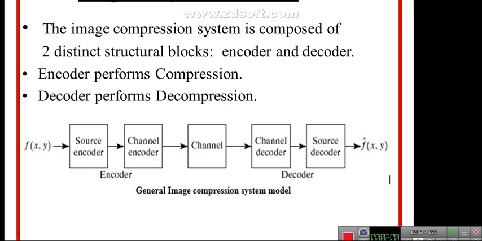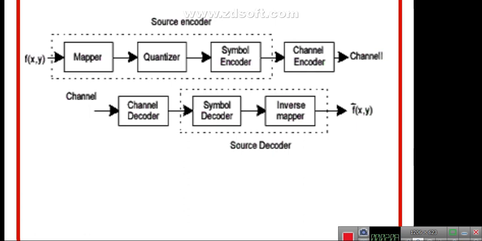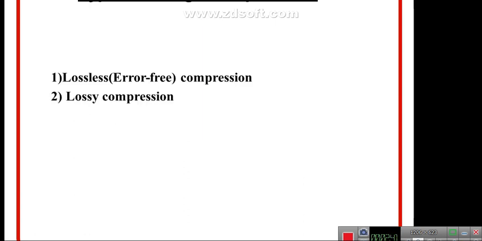From this, f cap of x comma y is the decoded image, which is equal to the original image f of x comma y. The major blocks in the source encoder are the mapper, quantizer and symbol encoder. These three blocks are in the source encoder. After encoding, the channel encoder is used to encode for the channel, and after that the signal is transmitted. On the source decoder side, the symbol decoder and the inverse mapper are there. This is the reverse process of source encoding, so finally we get f cap of x comma y.